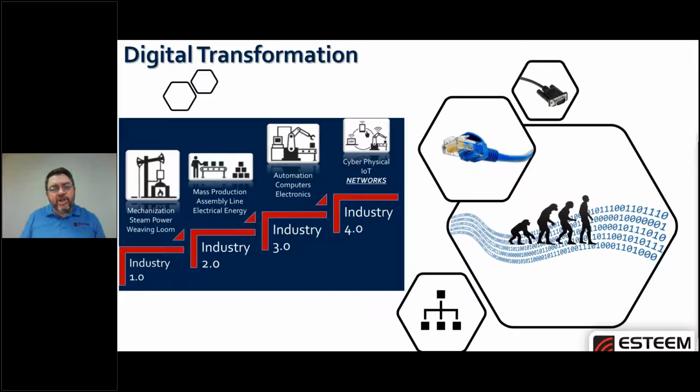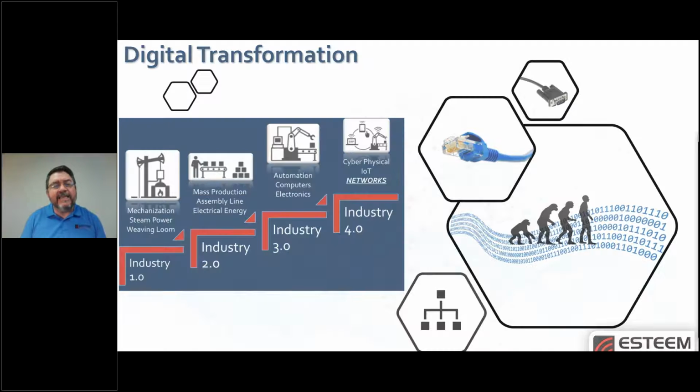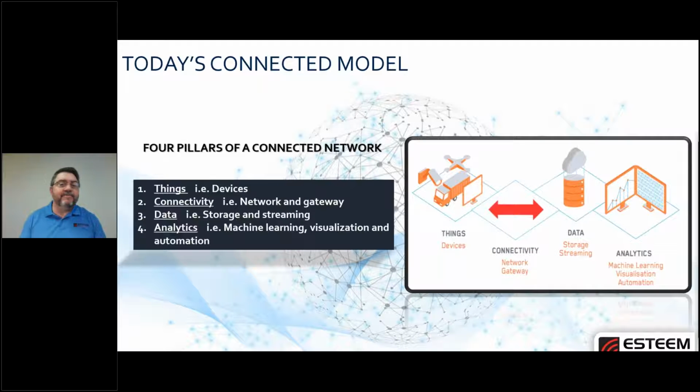Okay, so what we're doing is we're now bringing all this into a network. To make this completely connected network, there are some, we'll call them pillars, things that we need to do. First of all, we need to understand that we're moving information from the things themselves, the devices. We need to be able to act on this data. So as you see on the right-hand side of this, this is where we need to gather this data and do something with it in the analytics.